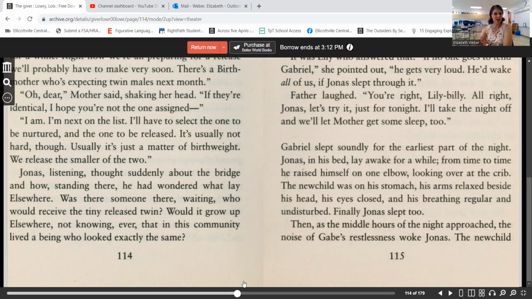Jonas, listening, thought suddenly about the bridge and how standing there he had wondered what lay elsewhere. Was there someone there waiting who would receive the tiny released twin? Would it grow up elsewhere, not knowing ever that in this community lived a being who looked exactly the same?